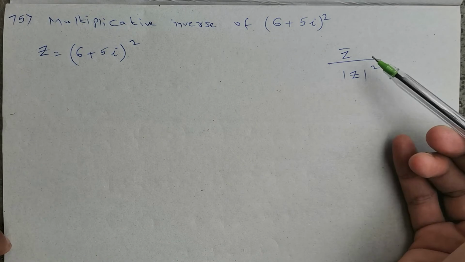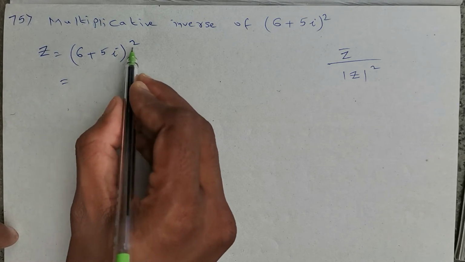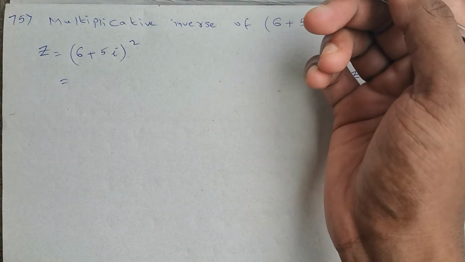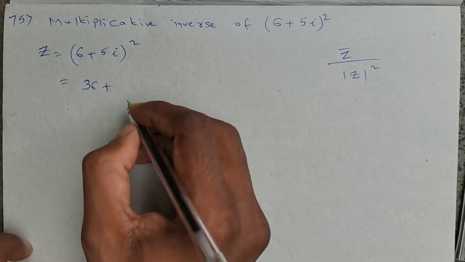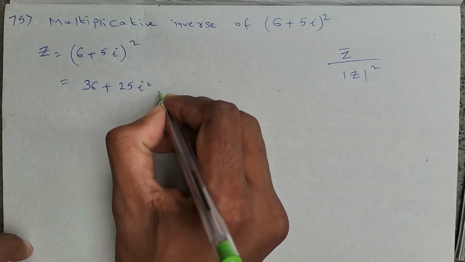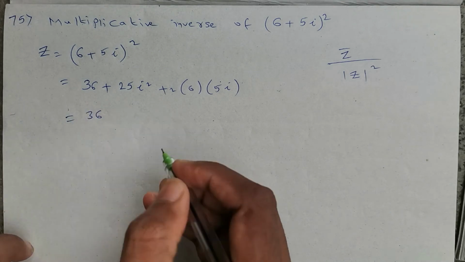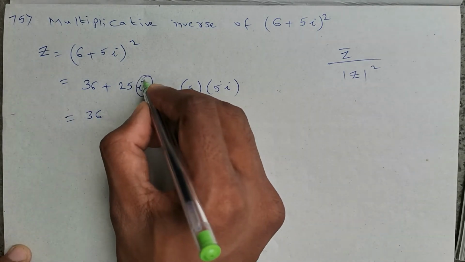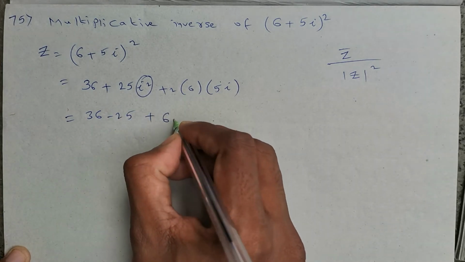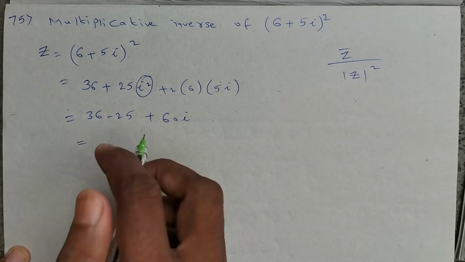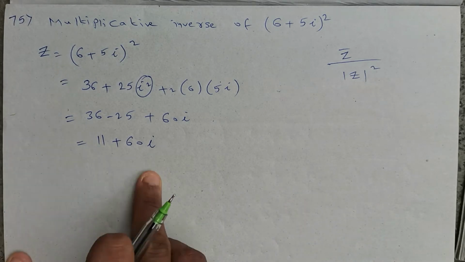So first let us check how to find this z bar or conjugate. First let us expand this. 6 plus 5i whole square is in the form of a plus b whole square. So if we expand it, a square, that is 6 square 36, plus 5i whole square 25i square, plus 2 into 6 into 5i, which is equals to 36. i square is minus 1. Minus 1 into 25, minus 25, plus 2 6s are 12, 12 5s are 60 times i, which is equals to 36 minus 25, 11, 11 plus 60i. z value is 11 plus 60i.